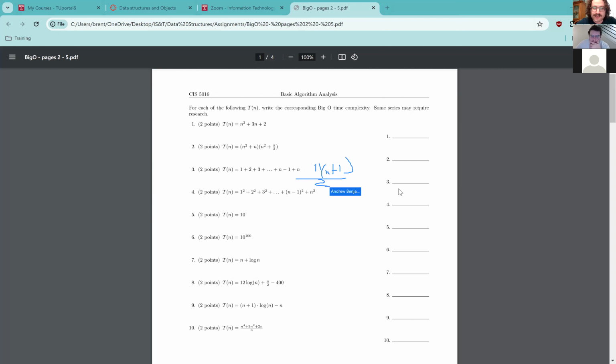Similarly, for this one, this is a formula. To solve that one, look up the formula in Google for 1 squared plus 2 squared plus 3 squared, all the way to n squared. And it will have a similar formula. You just look up that formula to figure out what that is.